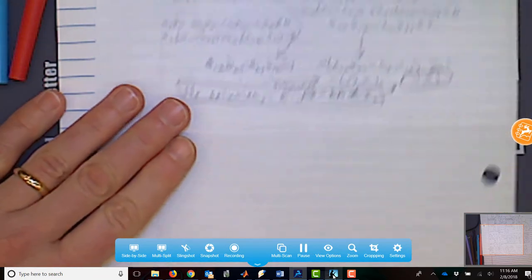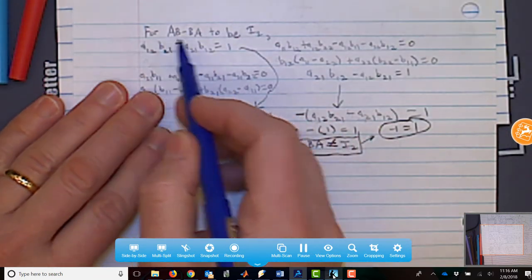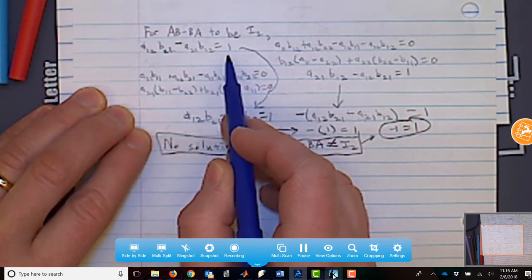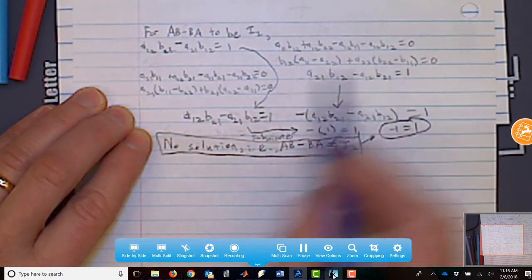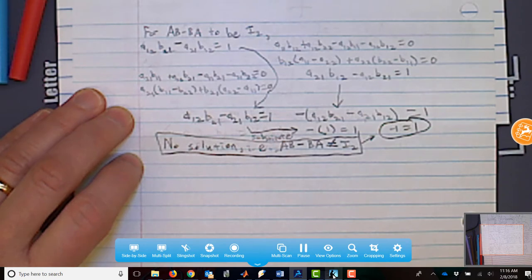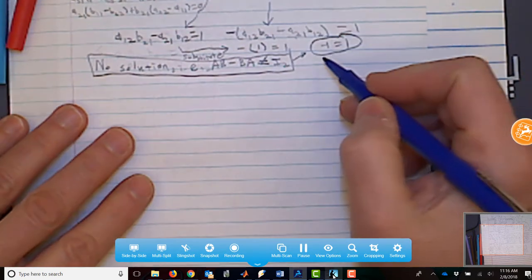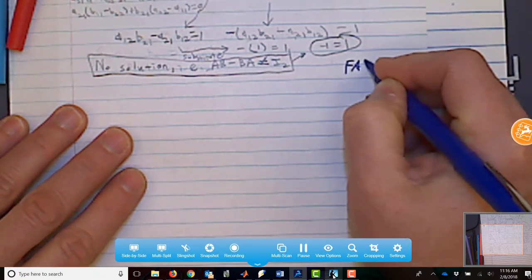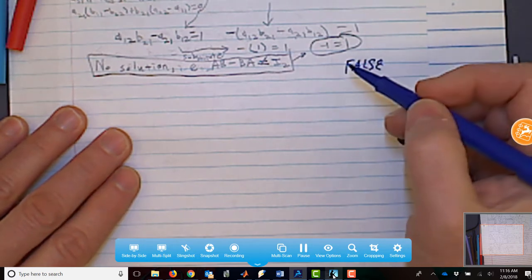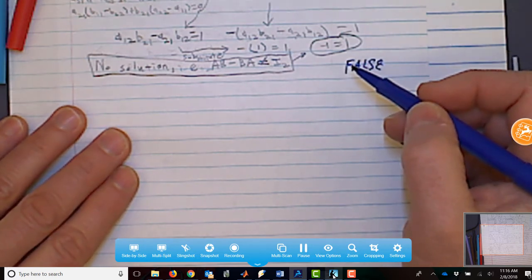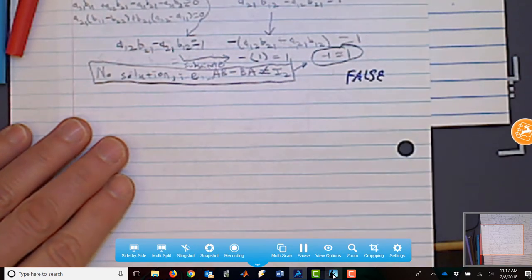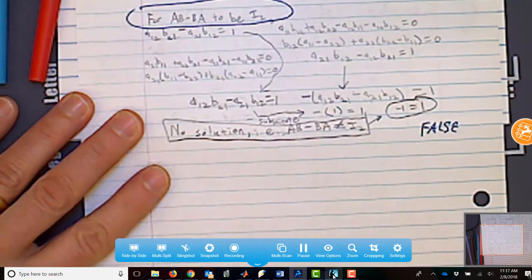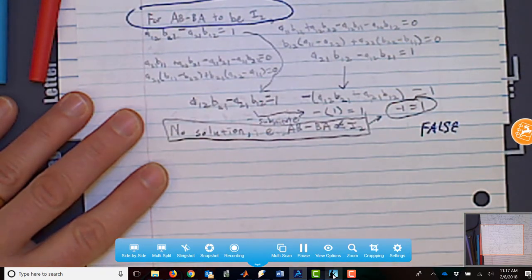He turned over his paper, and he said, look, if AB minus BA is going to be the identity, I need the first number to be 1. I need the next number to be 0. And he kept going and working with this, and eventually he worked out -1 equals 1. Well, that's false, right? Reductio ad absurdum. So it must be that his assumption is false. What's the assumption he made? The assumption he made was that AB minus BA is the identity. You see that?